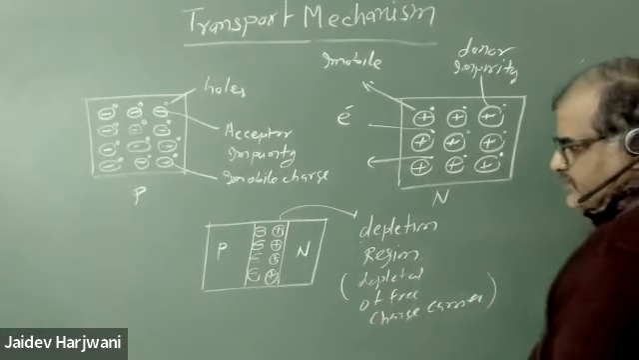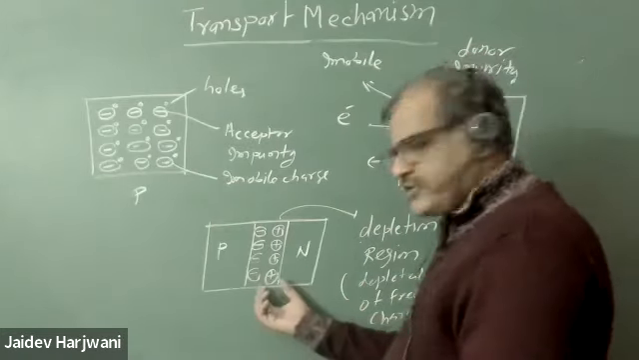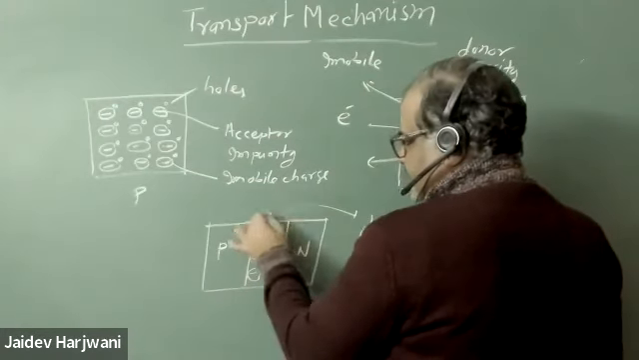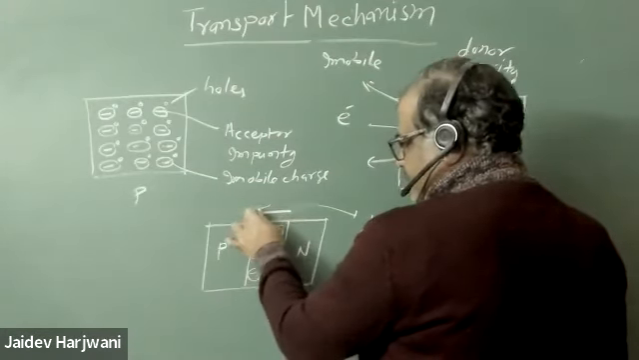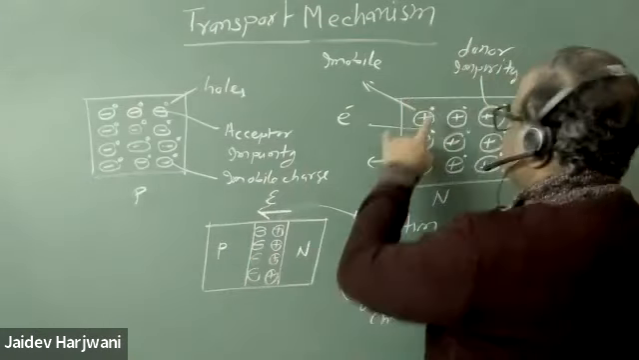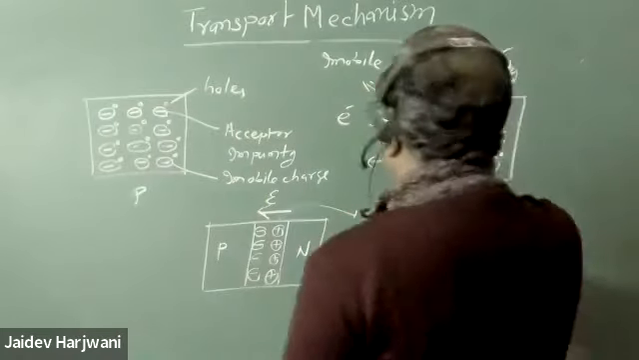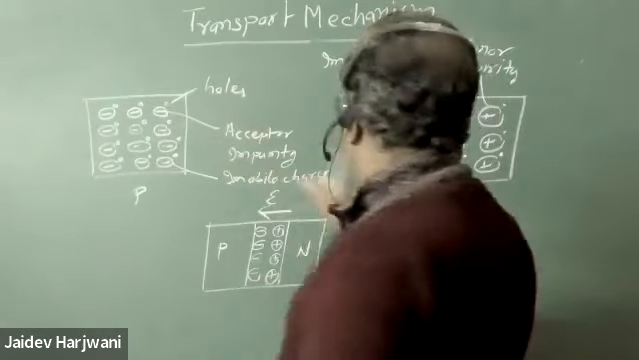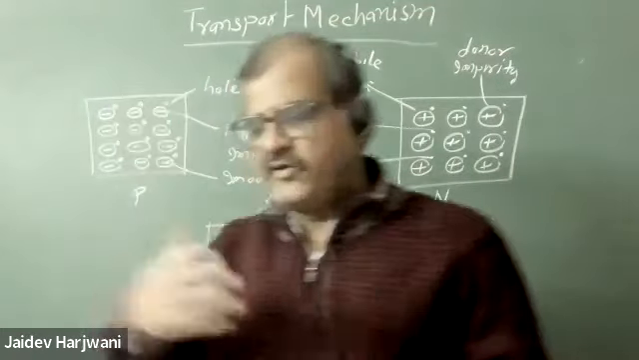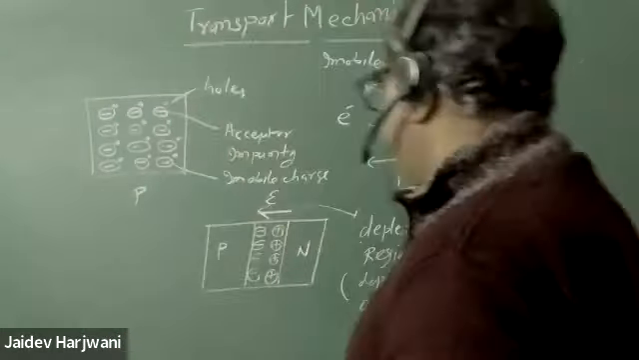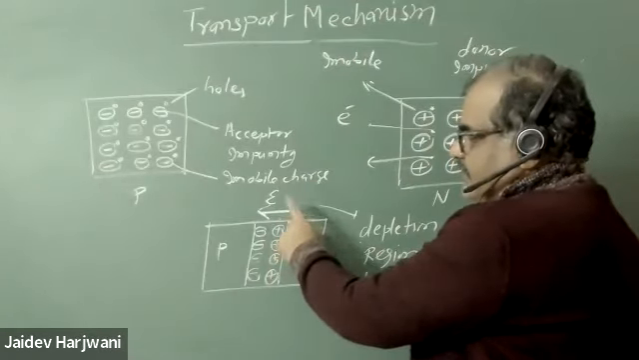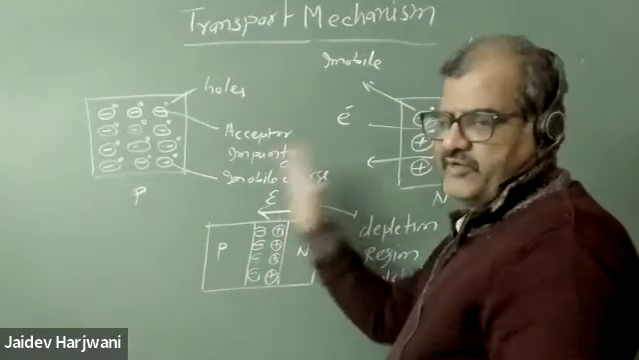Since there are no charge carriers, plus there is a separation of charge, there exists an electric field. Now how is this electric field produced? When electrons diffuse from here to here, this process doesn't continue forever. After that, an electric field is produced. This electric field stops further movement of charge carriers.